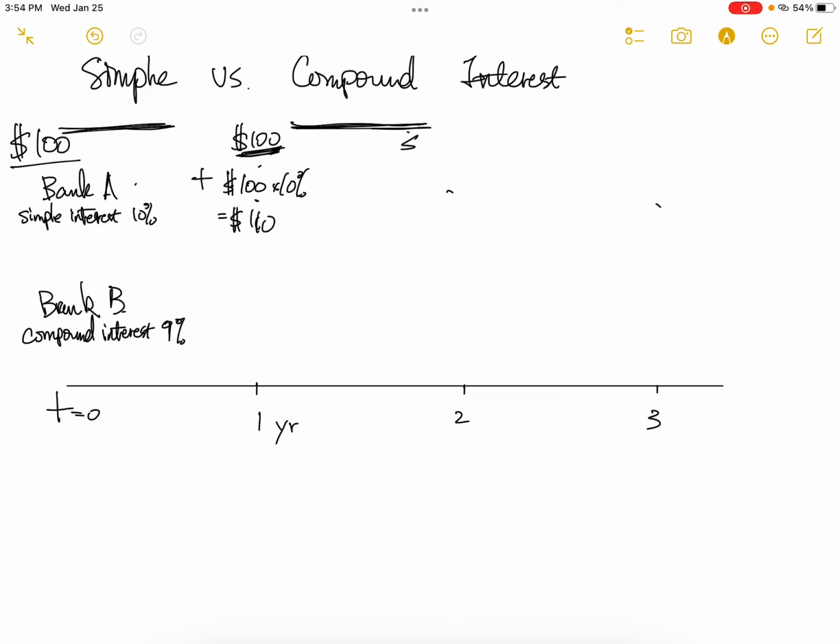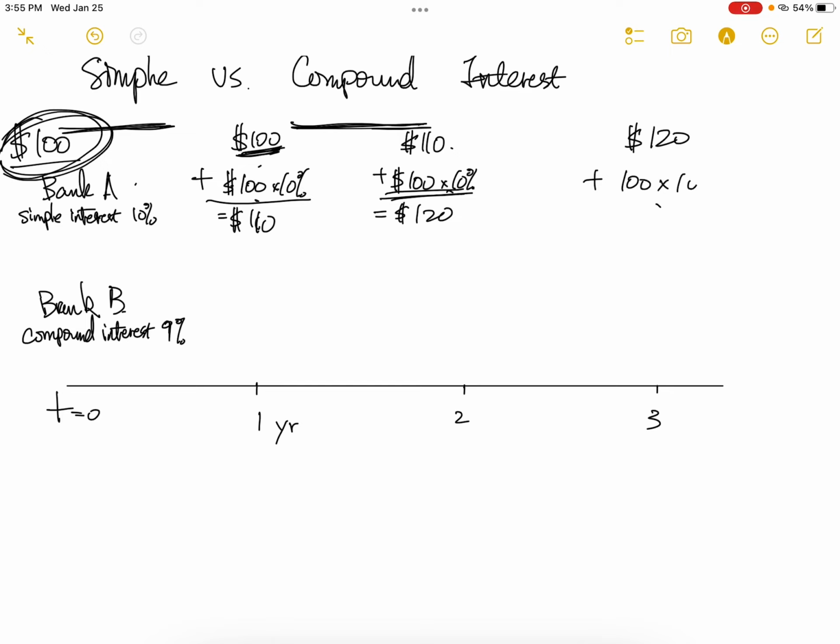And then the second year, you have $110 plus the interest. The interest is calculated based on the original amount. This is the original amount, right? Times 10% equals $120. So you can see that the interest is always the same throughout all the years. That's why it's called simple interest. So for the third year, again, you don't even have to think. Because it's simple interest, you just keep adding the same interest amount every year. So this is going to be $130.